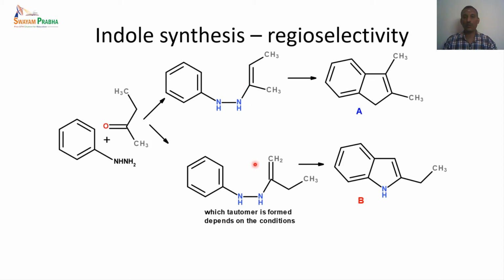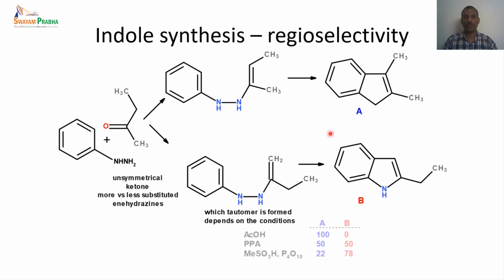Here we have two possible tautomers in this particular case. That means with the external CH2 bond, this is one type; in the other, the bond is formed internally. So we have two types of tautomers which can form, which lead to two different final products, A and B. Because we are starting from an unsymmetrical ketone, it is always possible to have one of the tautomers formed in large excess.